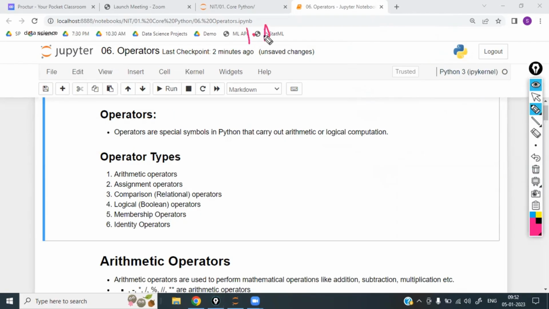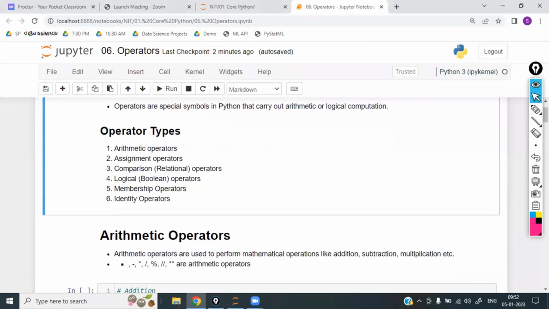Now, here we have different types of operators. The first one is called arithmetic operators. The second one is called assignment operators. The third one is called comparison operators. The fourth one is called logical or Boolean operators. The fifth one is called membership, and the sixth one is called identity. So these are the 6 different types of operators we have in Python for data science, right?